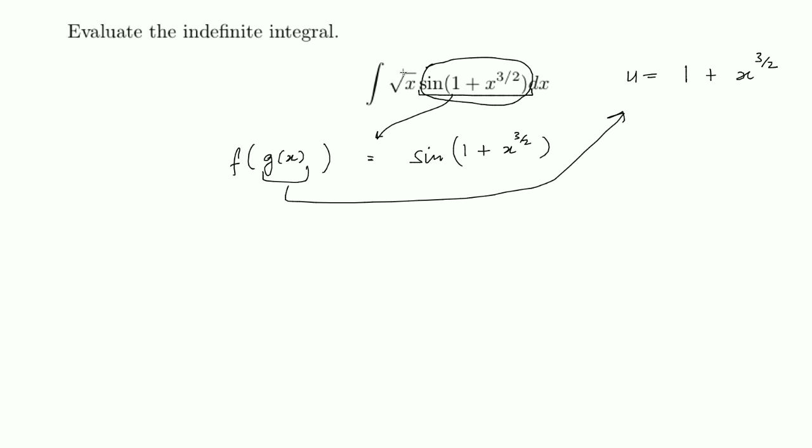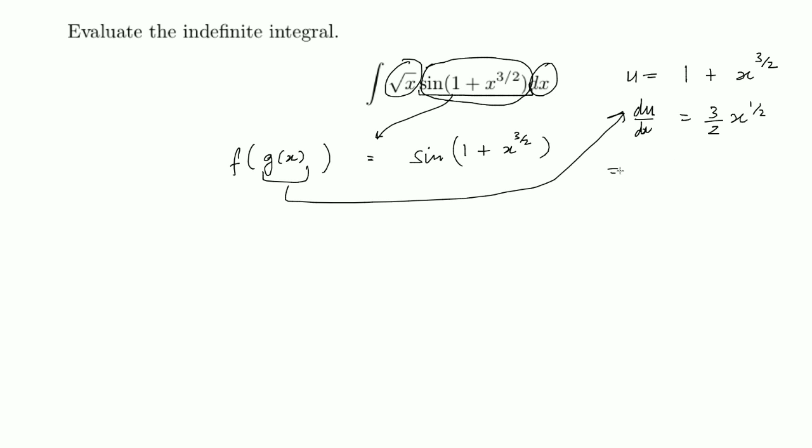What's left is this square root of x and this dx. How do we get rid of them? Same way we usually do. Take du with respect to dx. What do we get? The 1 is a constant, it goes away. We have left 3/2 x to the power half.